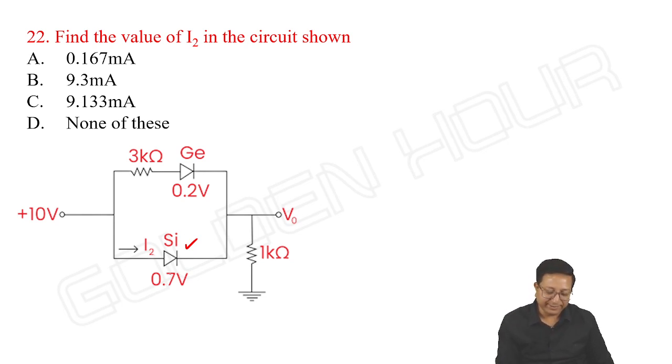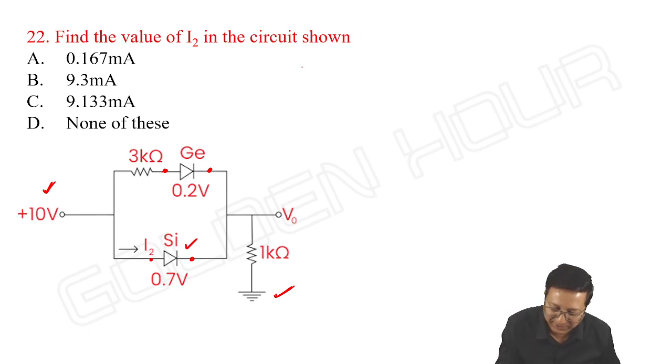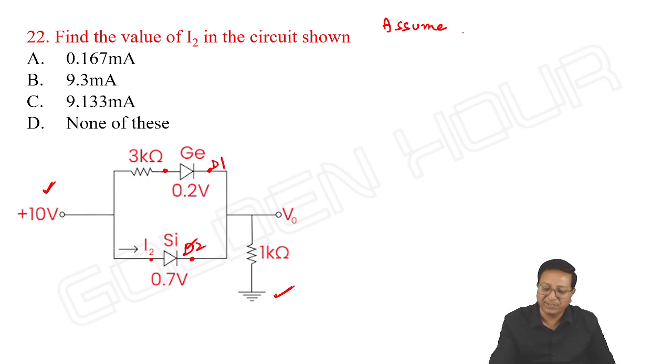Here, if you observe this, it looks like both silicon and germanium are in conduction. Silicon: its anode is going to 10 volts and its cathode is going to ground potential, so the silicon diode is conducting. The same thing we can think of for the germanium diode as well. Its anode is going to 10 volts and cathode is going towards the ground. So it looks like both germanium and silicon diodes are on. Let me take this as D1 and this as D2, just for our convenience. I assume D1 and D2 are on.